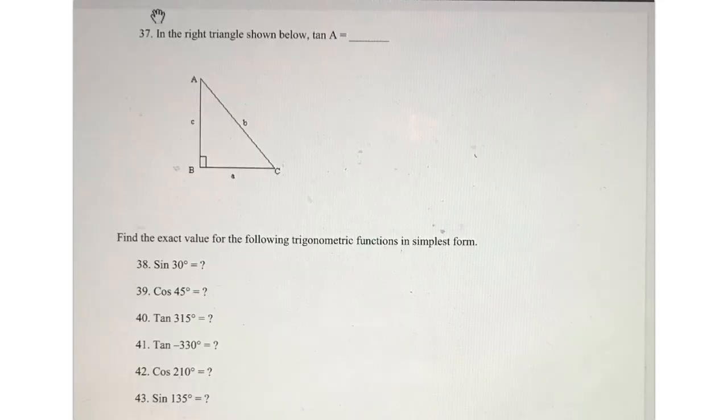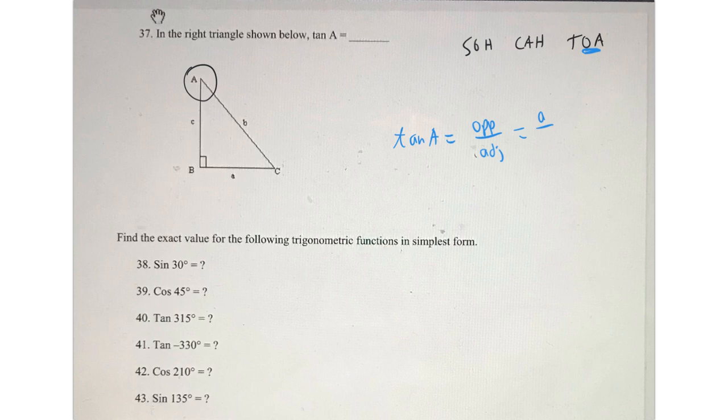In the right triangle shown below, okay, looks like we're going to have to go to the next page. In the right triangle shown below, tan of A is, okay, so A is right here. SOHCAHTOA, remember, suggests that the tan of an angle is always equal to opposite over adjacent. So we can say tan of A is equal to opposite over adjacent, right? And the side that happens to be opposite to A is this right here, which is A. And the adjacent side is this side right here, which is C.